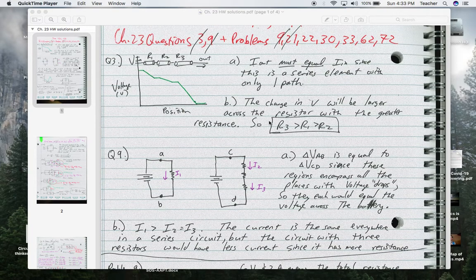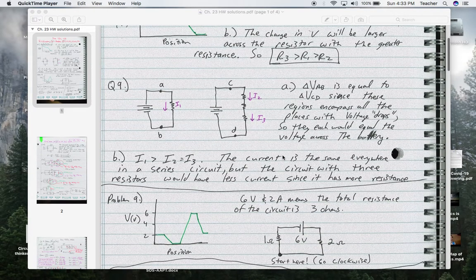For part B, if I look at this, the change in voltage has got to be larger across the resistor with greater resistance. So we know through Ohm's law that V equals I times R. If the current's the same through all these, then this, which is the steepest, would have the greatest resistance. This, which is the next steepest, would have the next greatest resistance, and this would have the least resistance. So R3 is greater than R1, is greater than R2.